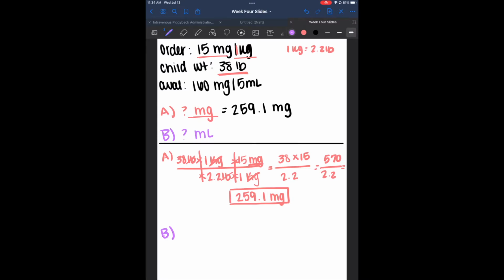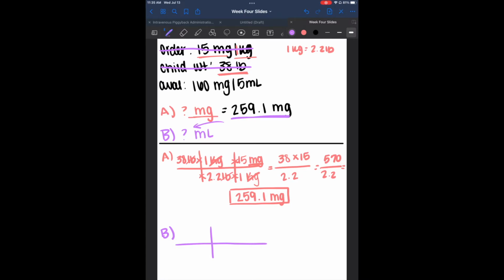So we've already used our order. We've already used our child's weight, so we're not going to use that again. So you're probably thinking, well, what the heck am I going to use as my order? If we already used the order, we're not going to use it again. You're going to use your answer from A to get your answer to B, because this 259.1 milligrams is our calculated how much the patient's going to receive. So dimensional analysis setup. Think of your answer for A as your new order.